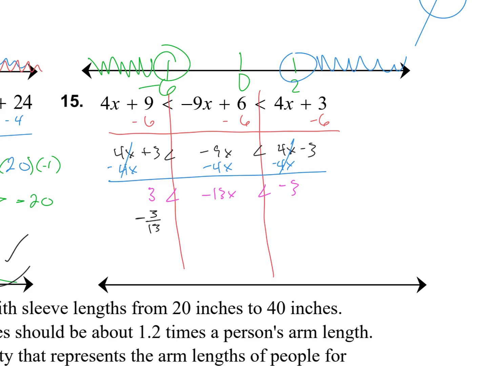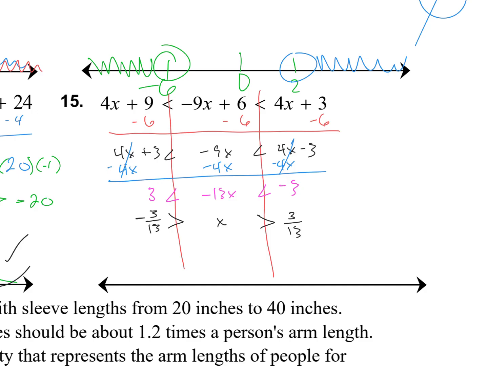Flip the inequality. I said it, but I didn't do it. Flip the inequality. X, flip the inequality. Positive 3/13. Wait a second. We can't do that, right? Like, there are no numbers that are less than this one and greater than this one, right?